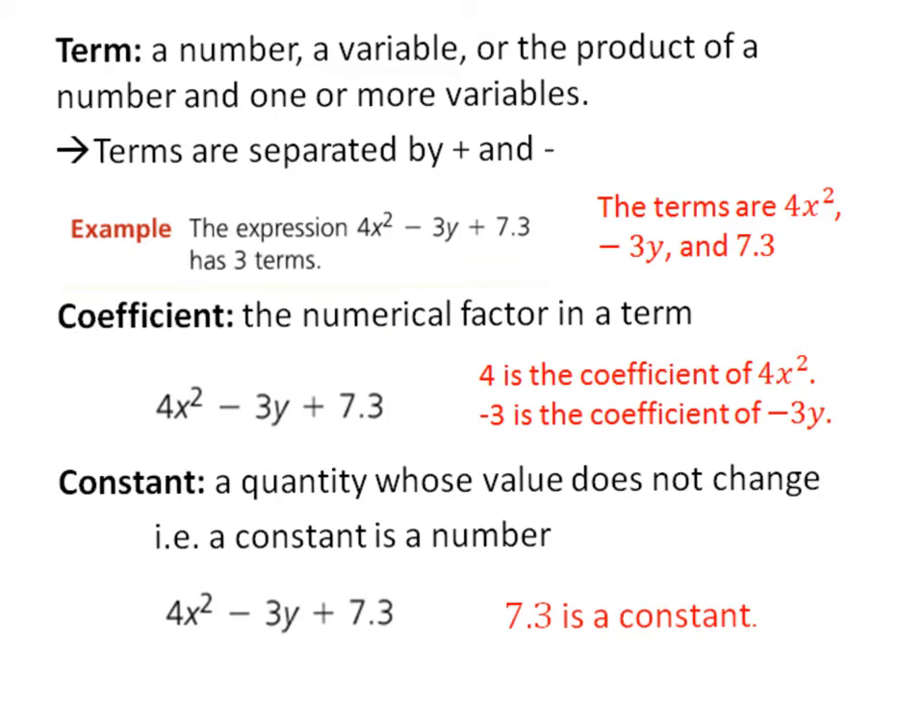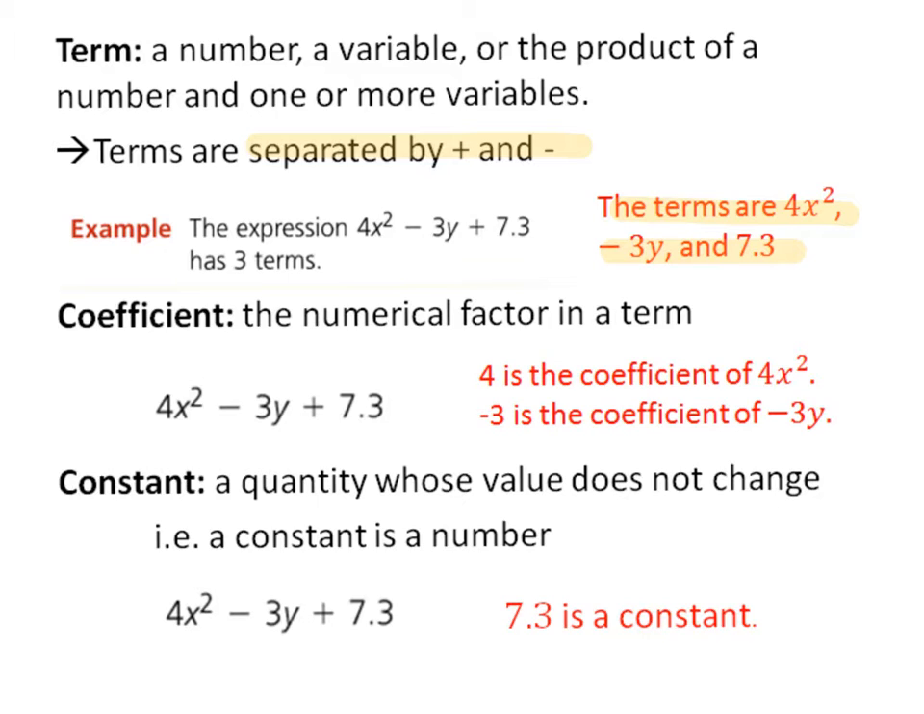And terms are separated by plus and minus signs. In the example given below, the expression 4x squared minus 3y plus 7.3 has three terms. And the three terms are 4x squared, negative 3y, and 7.3.